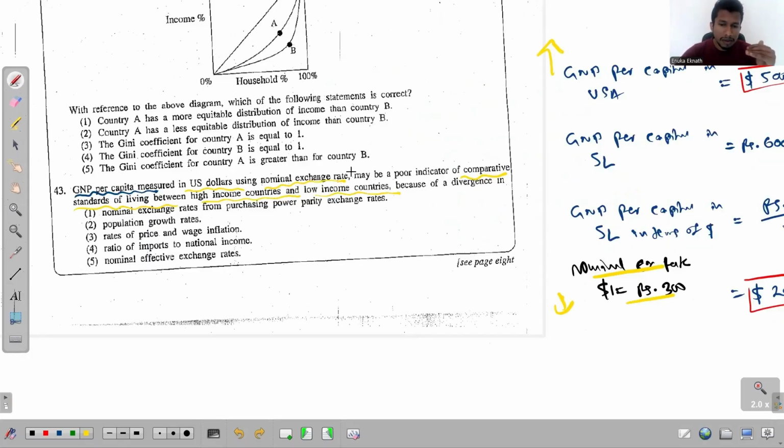If you look at the answers, the first one says this will be a poor comparison because of a divergence, because of the difference in nominal exchange rates from the purchasing power parity exchange rates. Now, you can't recognize whether this is the correct answer or the wrong answer if you don't know how to calculate the purchasing power parity exchange rates. So let me calculate that and show you what happens.